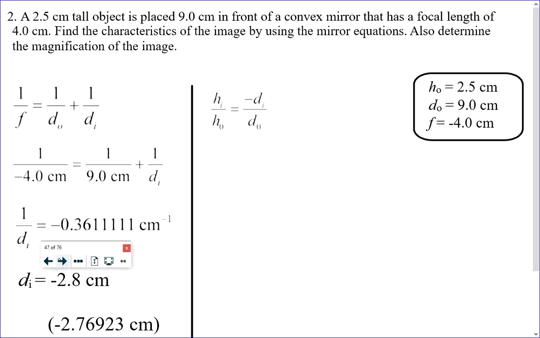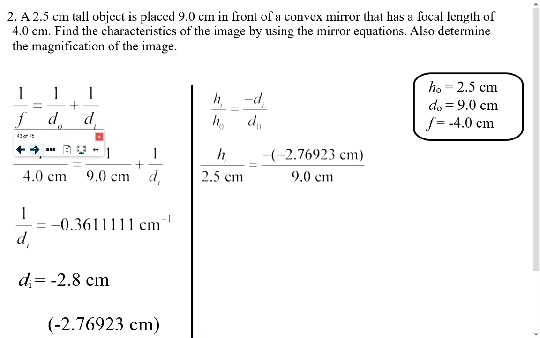Now we want to use our magnification ratio formula, is what I call it. HI over HO, which is the magnification, equals negative DI over DO. We can throw in the numbers. HI is what we are after. It's the only characteristic of the image we don't know yet. By the way, we had better get a positive HI because DI was negative.